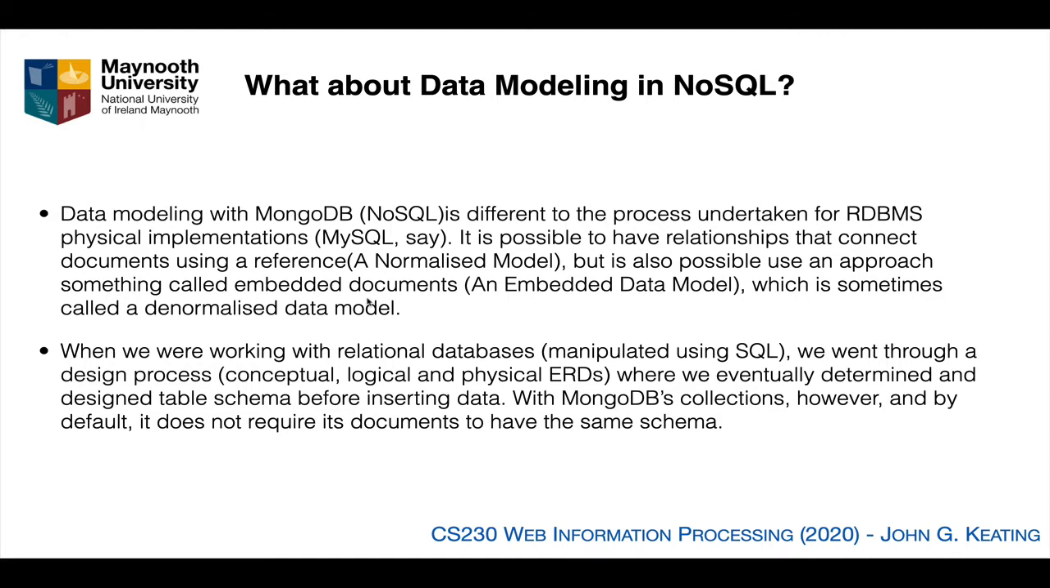It is possible to have relationships that connect documents using a reference, and that's called a normalized model. But it is also possible to use an approach called embedded documents.